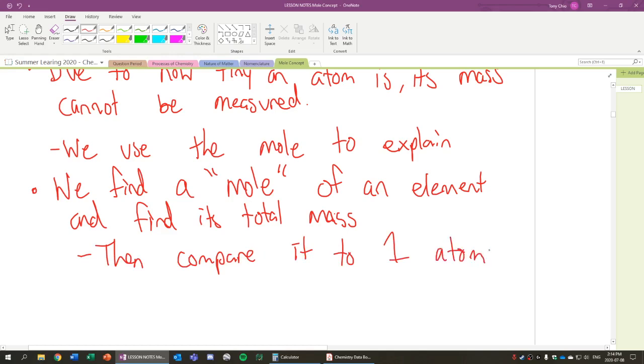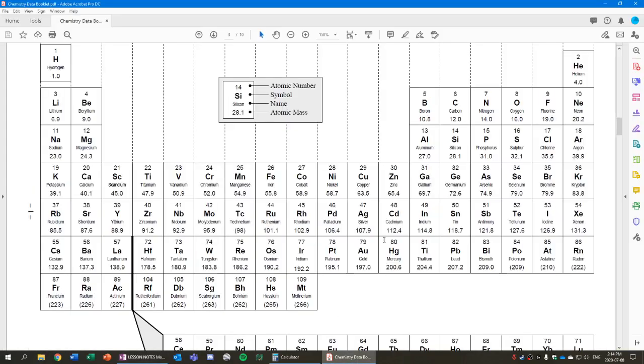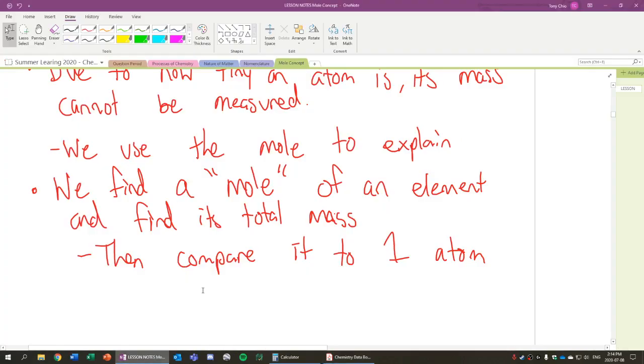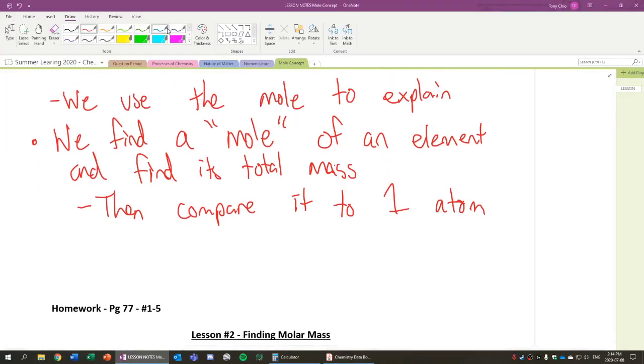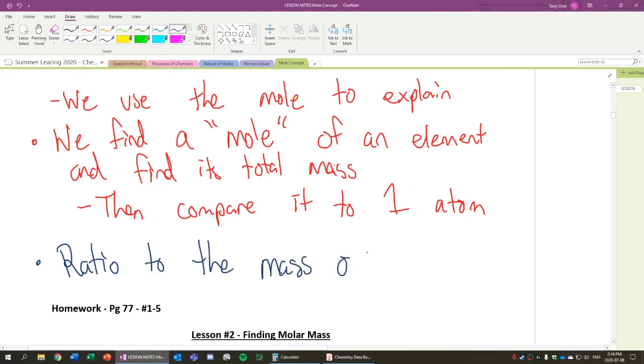And we did that with carbon. We found that carbon, if we had 1 mole of it, would have a mass of 12. And thus, because of that, if we had a mole of nitrogen, it will have a mass of 14. A mole of oxygen will have a mass of 16. So this is where all these different masses come from. It came from the fact that it's basically the ratio to the mass of carbon.